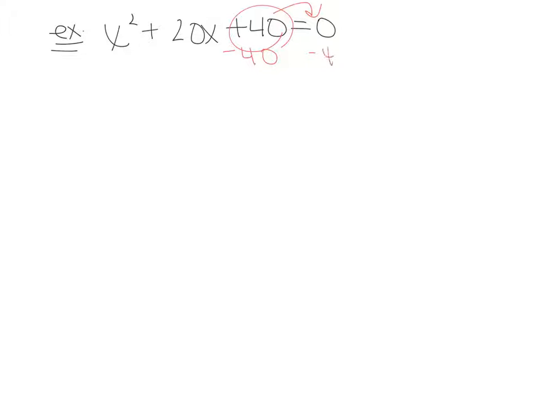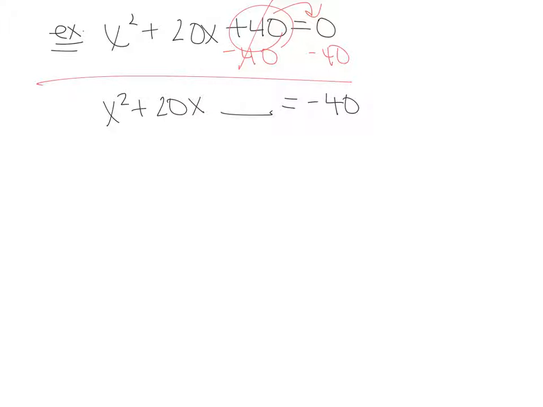Try this one on your own. x squared plus 20x plus 40 equals 0. So go ahead, pause this video, try this on your own. When you finish, then unpause it, and we will go over it together. So I gotta move all my variables to the left and all my constants to the right. So I'm gonna subtract 40 first. So now I have x squared plus 20x, leave a blank, equals negative 40.